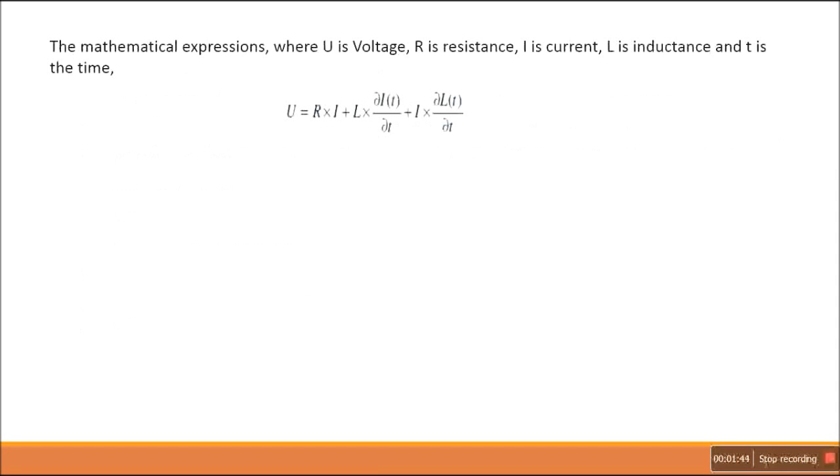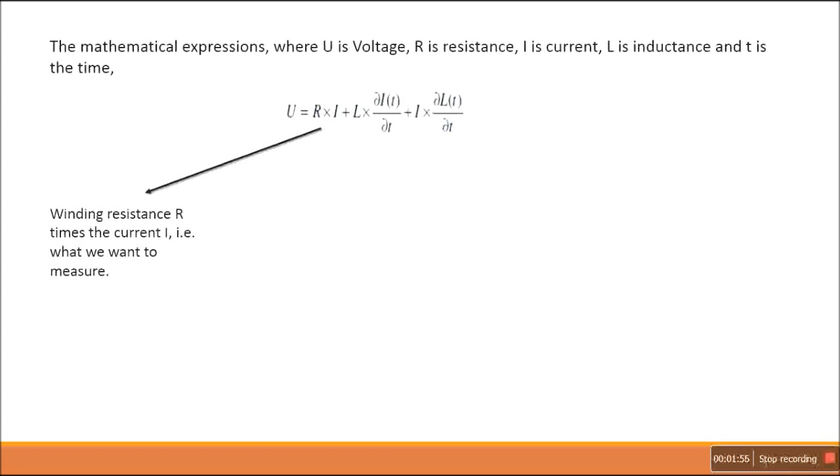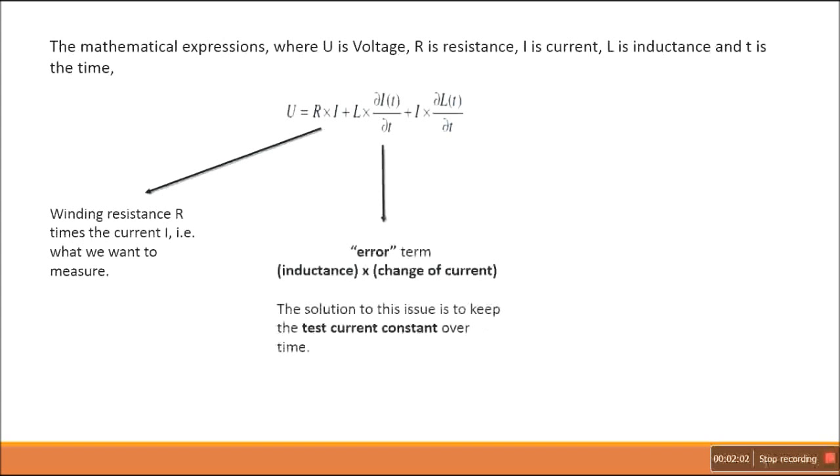This is the mathematical expression of the test. Here U is the voltage, applied voltage, R is the resistance, I is the current, L is the inductance, and T is the time. The first term is R into I. This is the winding resistance R times the current. That is what we want to measure. The second term is the error term, that is inductance into change of current.